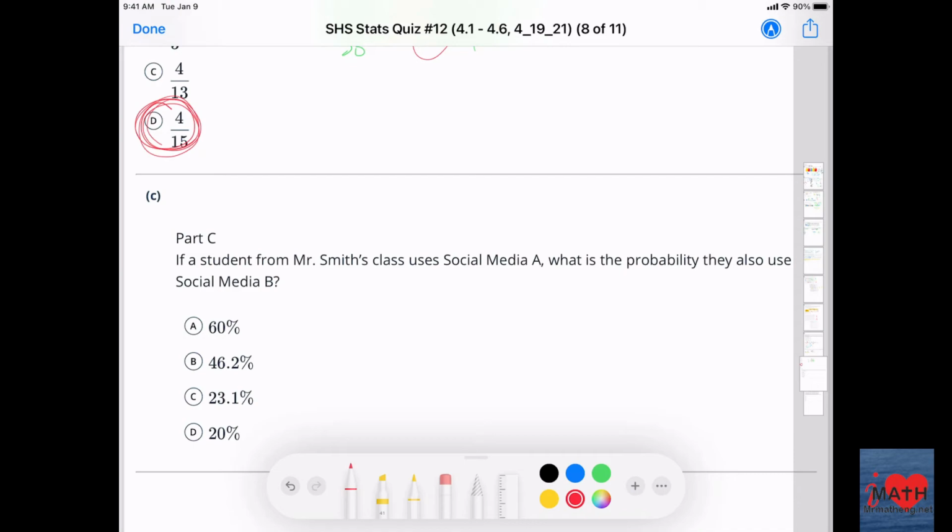Part C, if a student from Mr. Smith's class uses social media A. Okay, so I'm going to point this out. This one does not say the word given, but that's what it is. Given A. So this is your conditional probability. What is the probability that they use B? Okay, so that means only those that are in A.